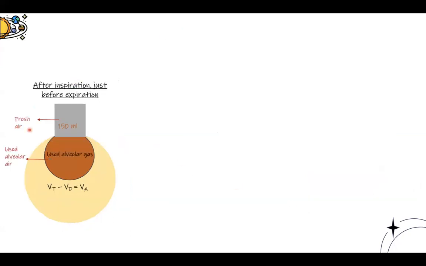Now, after you've inspired, this gas has been mixed. There's been gas exchange taking place. This is used alveolar gas. It has carbon dioxide in it, and it's not fresh anymore. This is still fresh because, again, why? Because there's no gas exchange in the dead space, right? Yeah, so that's all I need to know here.